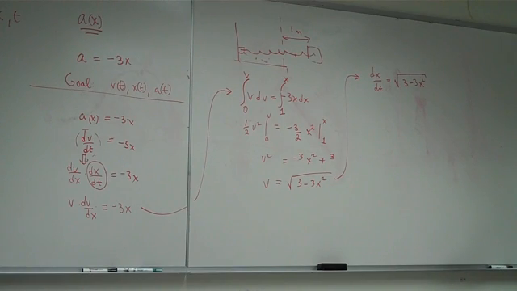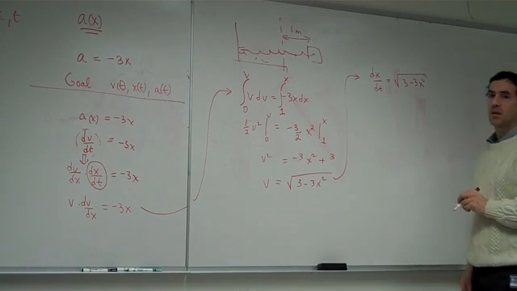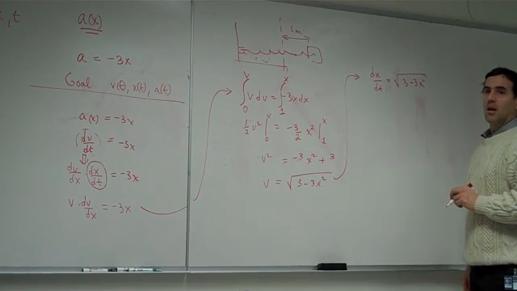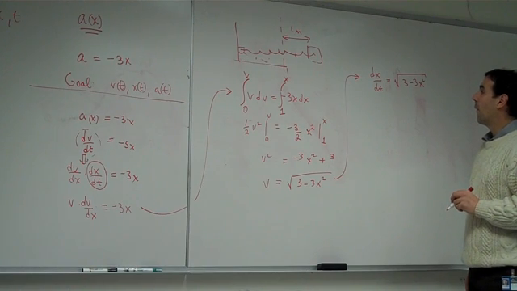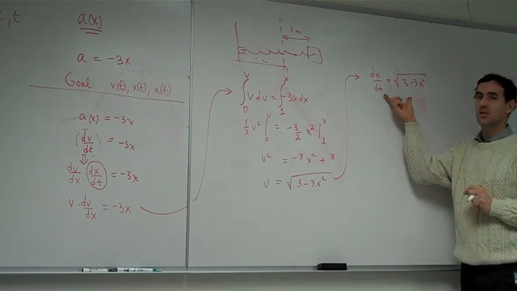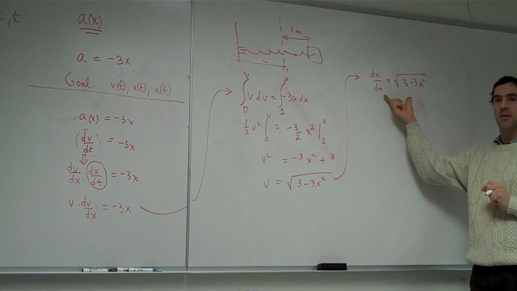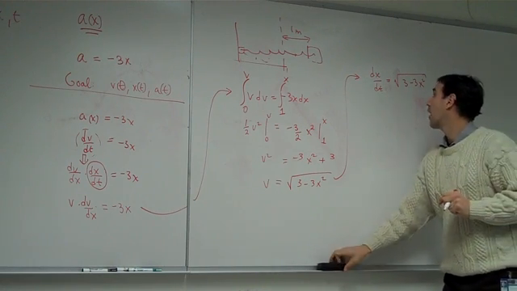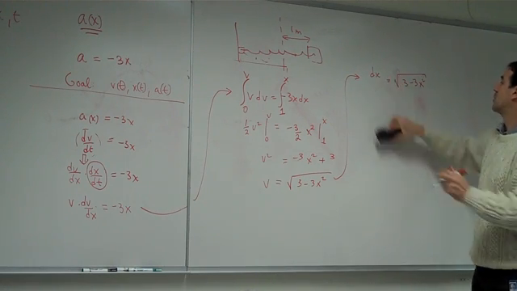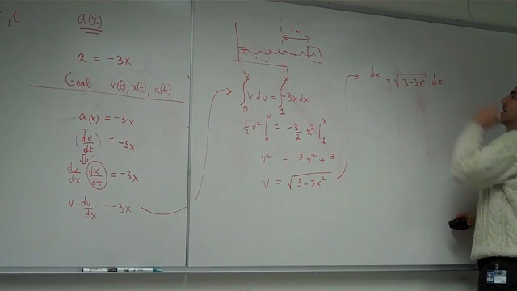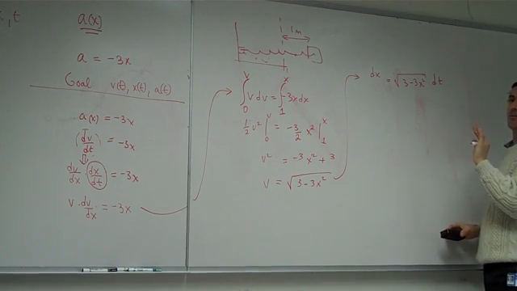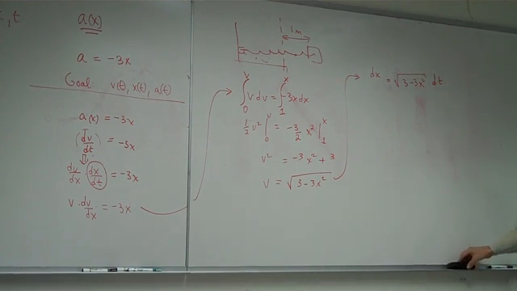Okay, what should I do to separate it? So the square root of 3 minus 3x squared, dx equals dt. No. Well, tell me what I should do to both sides. Multiply both sides by dt. Good. So I multiply both sides by dt. And I'm still not separated yet. What should I do finally to finish the separation? Divide by the square root of 3 minus 3x squared. Yes.